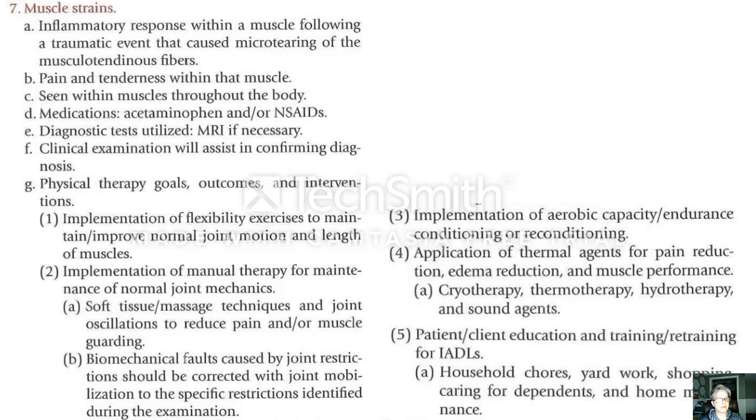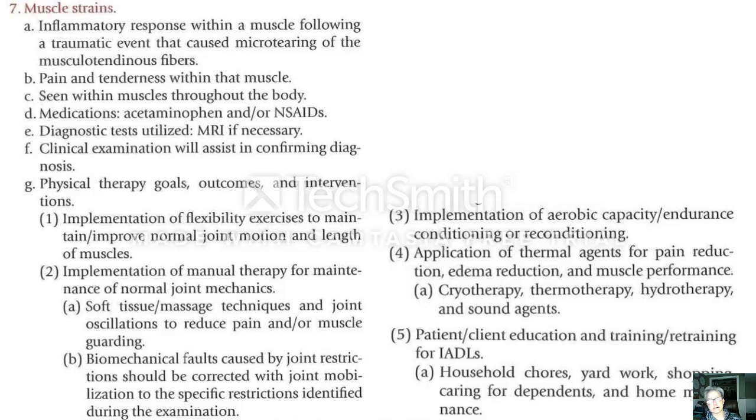Physical therapy goals, outcomes, and interventions include flexibility exercises to maintain improved normal joint motion and length of muscles, manual therapy for maintenance of normal joint mechanics, soft tissue massage techniques, joint oscillations to reduce pain and/or muscle guarding. Biomechanical faults caused by joint restrictions should be corrected with joint mobilization to the specific restrictions identified during the examination.